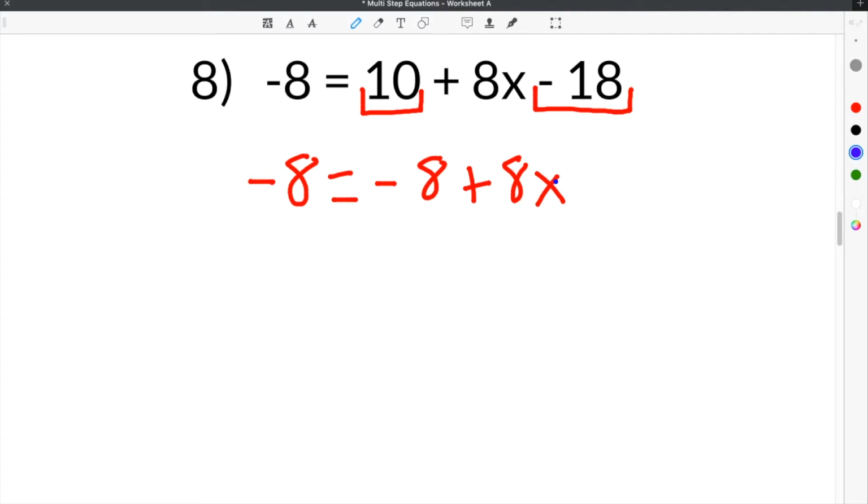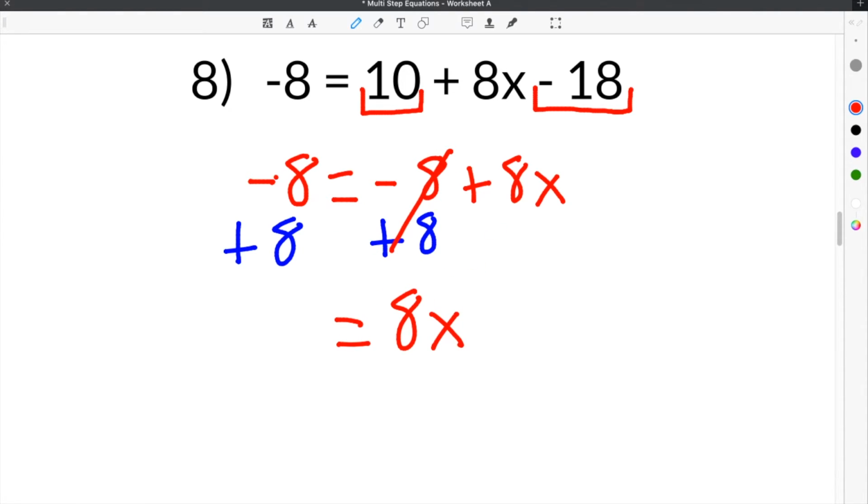Then the next step is we have to get 8x on this side of the equation by itself. So we're going to go ahead and add 8 here so that the negative 8 and the positive 8 will cancel. And then whatever you do to one side, you do to the other, so you add 8 to the other side. These guys cancel. You bring down your 8x on this side, and over here you have negative 8 plus 8, which is 0.